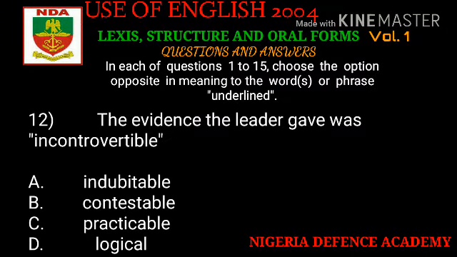Question number twelve. The evidence the leader gave was incontrovertible. Now, from the options, what do you think is the answer? Option A, indubitable. Option B, contestable. Option C, practicable. Option D, logical. Which of these has the right answer? Well, sir, the opposite in meaning to the word incontrovertible is contestable. Contestable is the right answer. Option B has the right answer. Thank you.